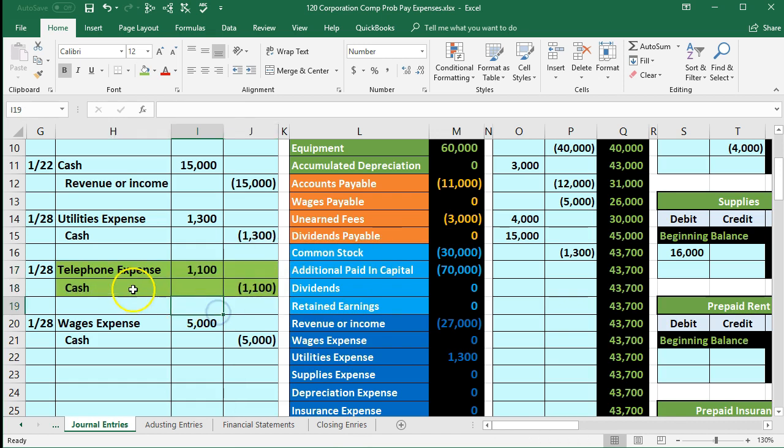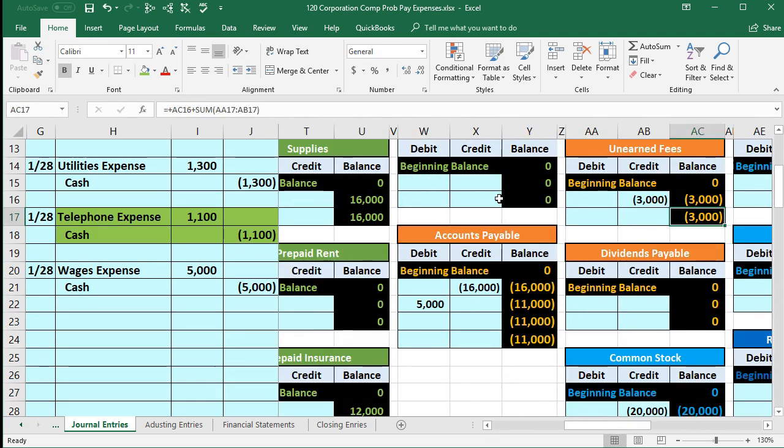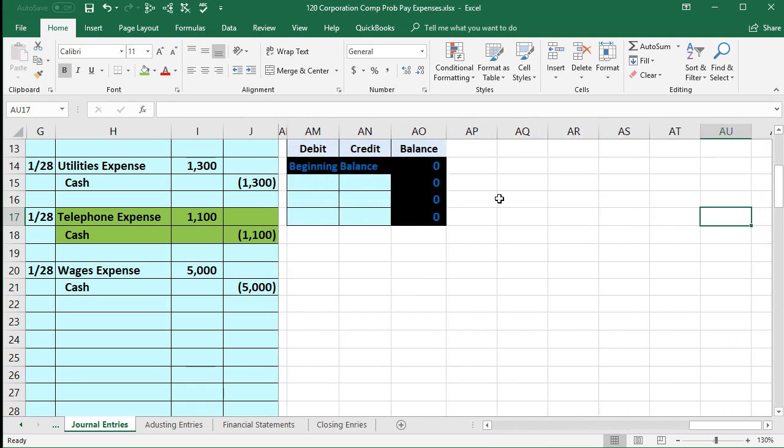And there we go. So now we're working on this one. So here's the telephone. It's our last one on the trial balance, and therefore it's going to be the last one on the general ledger. So I'm going to scroll all the way to the right until I don't see any more accounts because it's the last one. And there it is.